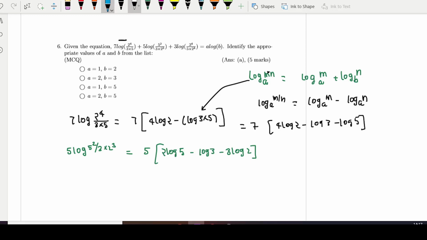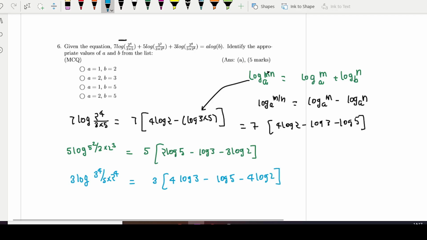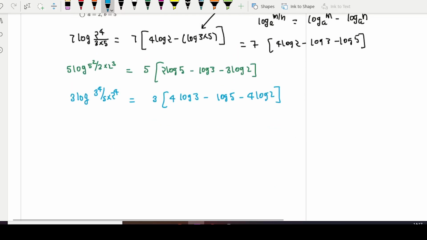And the last one is 3 log of 3 to the power 4 by 5 times 2 to the power 4. So it will be 3 [4 log 3 minus log 5 minus 4 log 2]. So this is basically what we have to expand here.